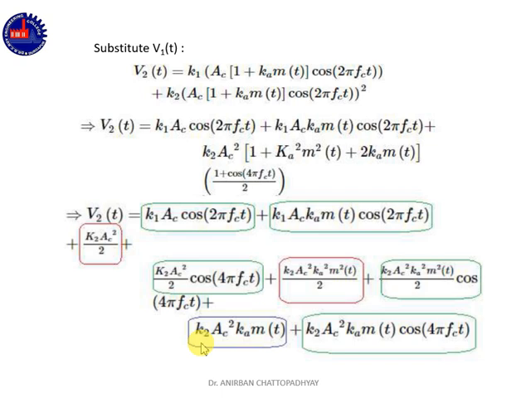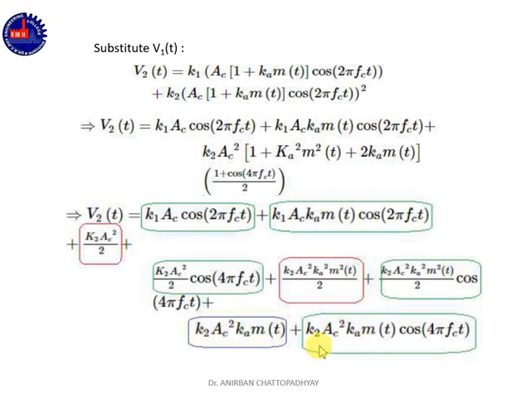Now come to the next one, that is K2 AC square K m(t). So this is my message signal m(t). Here the frequency component exists only with my message signal m(t). So this will pass. So only this signal is passed, that is the blue box.